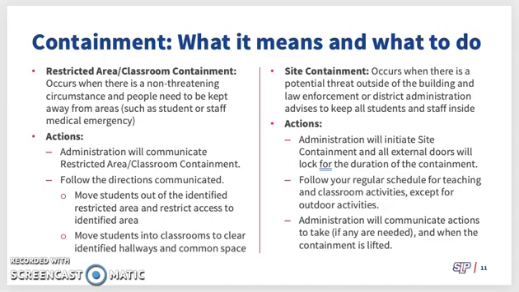The first of which I want to point out on the screen is either a restricted area or a classroom containment. This happens when there's a non-threatening circumstance, but people need to be kept away from a certain area because there may be a student or a staff member hurt and they need assistance. We need to get them help or move them out of that area, or maybe there's been a chemical spill or something else in the area that will keep us from having other students travel through that area until we have cleared the event. So that is a restricted area or a classroom containment.